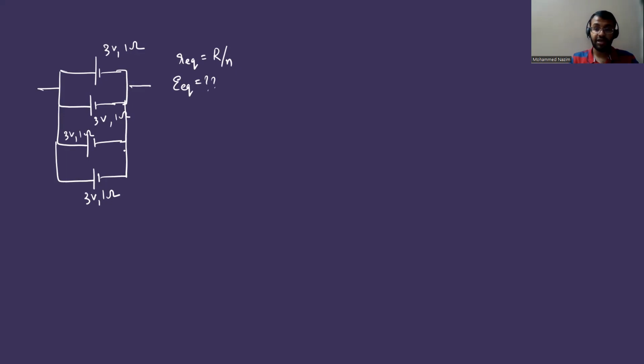1 plus 1 plus 1 plus 1 will become 4. Reciprocate that, you'll get 1 by 4. R by n, R and number of branches is 4. Or you can use 1 by R1 plus 1 by R2 plus 1 by R3 and 1 by R4. This is fine. What about E equivalent?